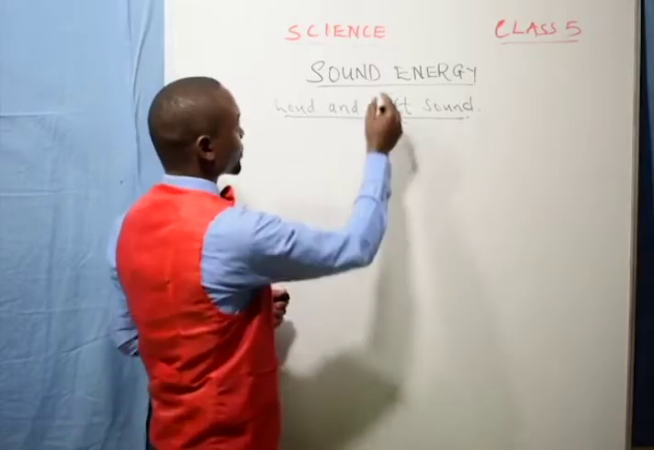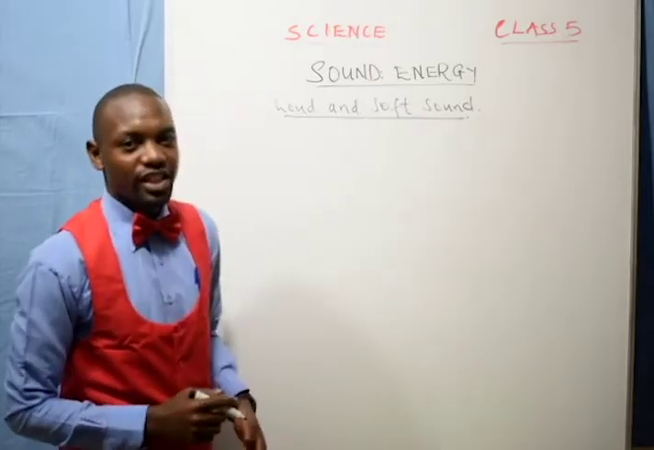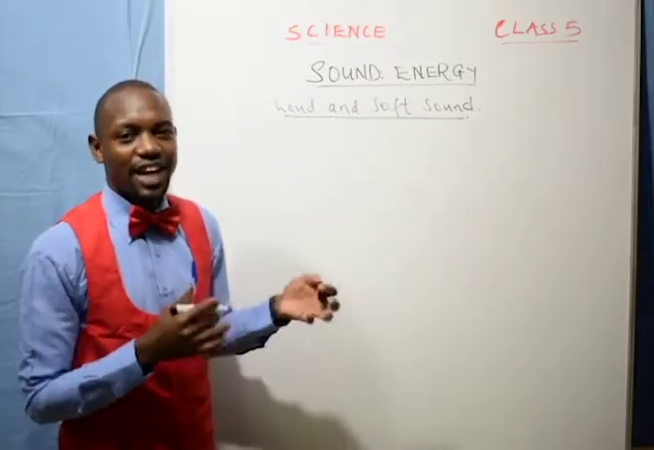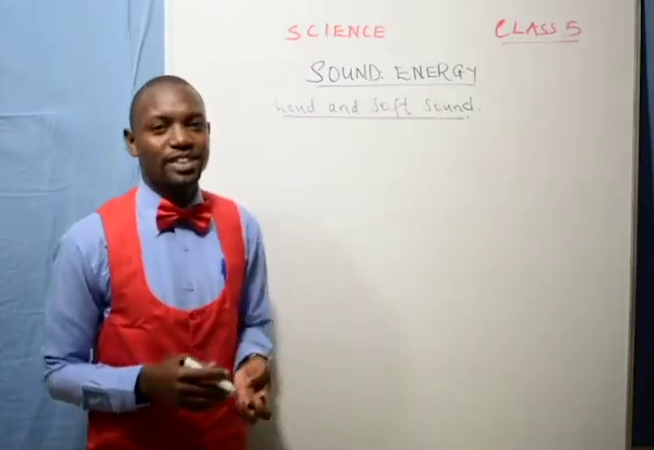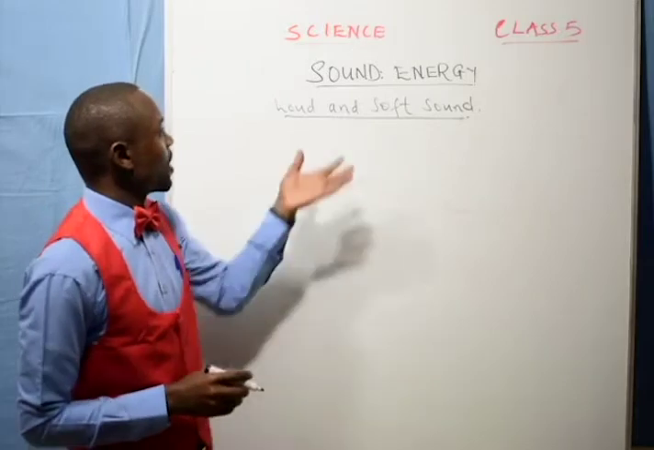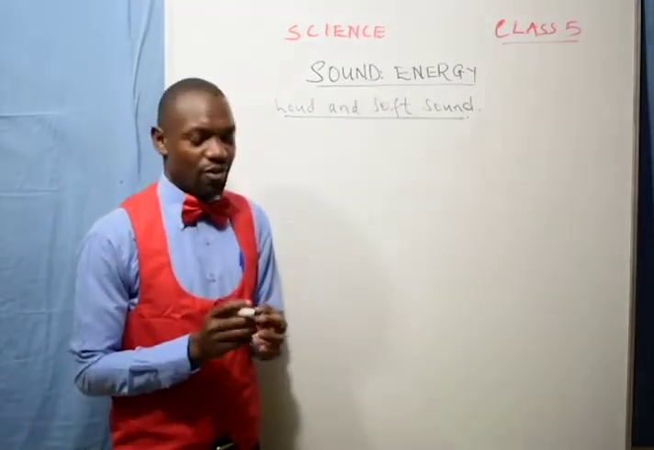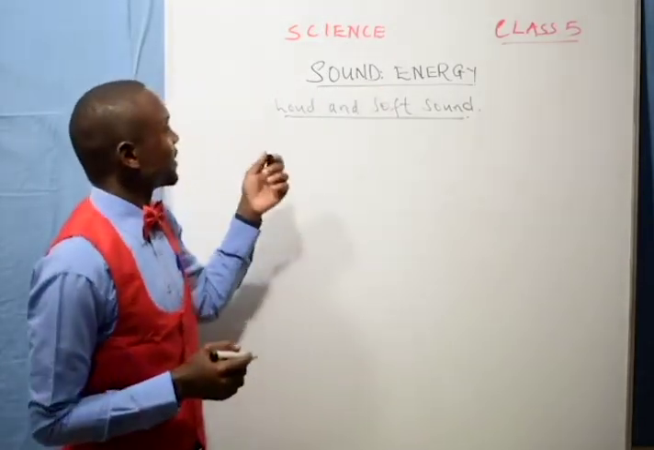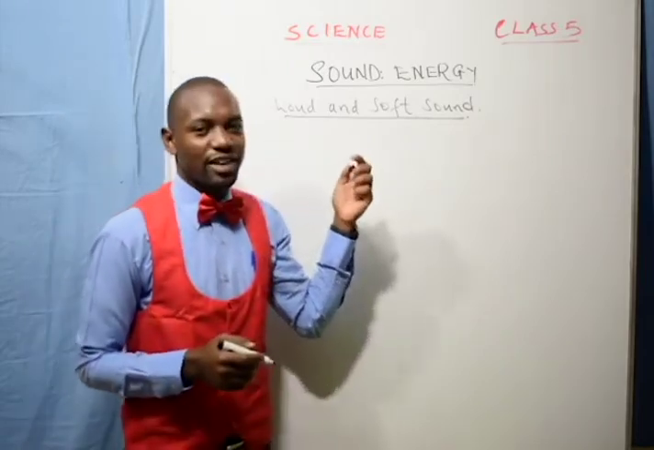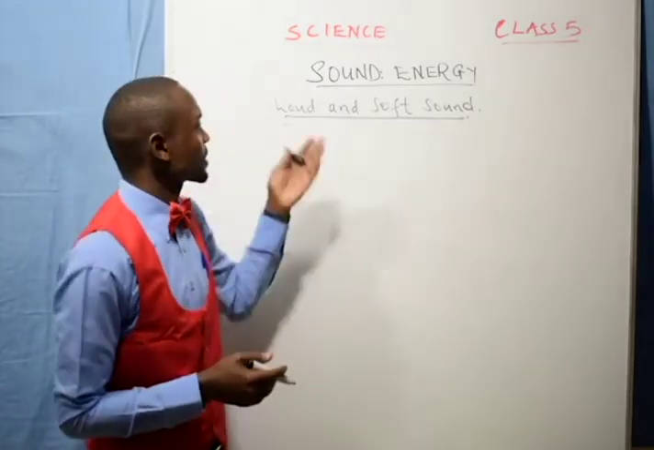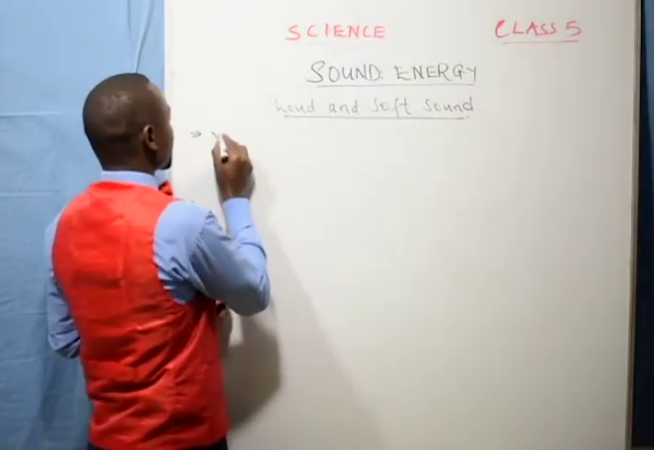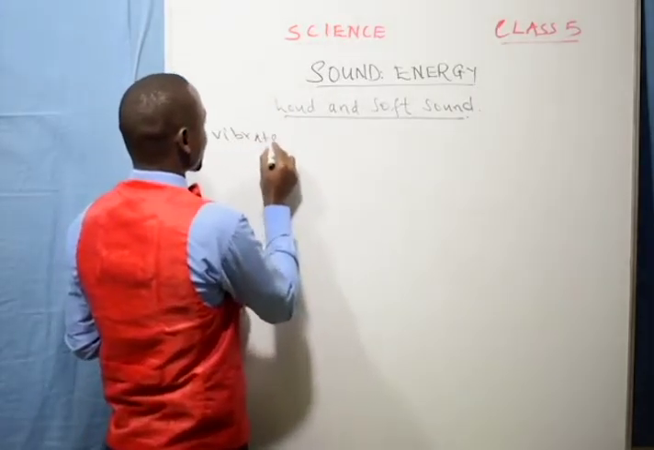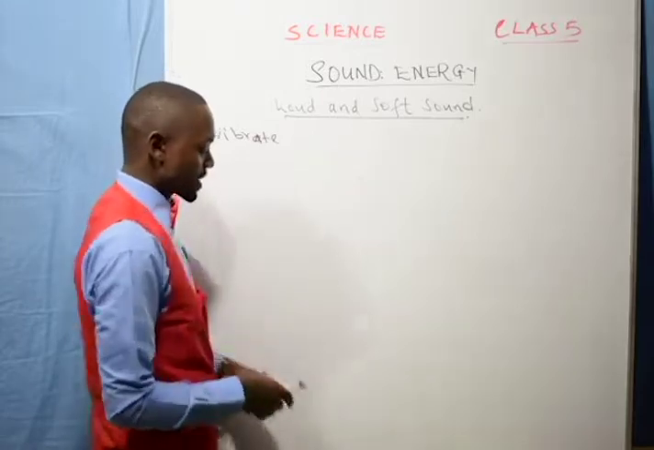Sound is a form of energy. And we say that energy is the ability to do work. So, how is sound a form of energy? In class 4 and in the lower classes, you looked at how sound is produced. We say that sound is produced when objects vibrate.